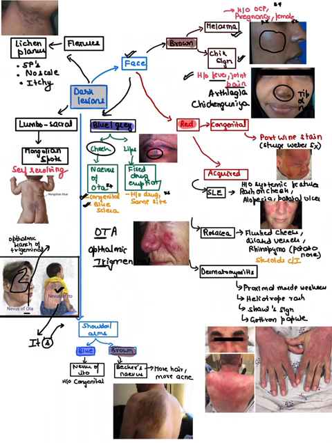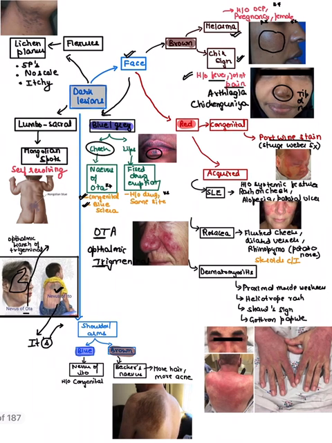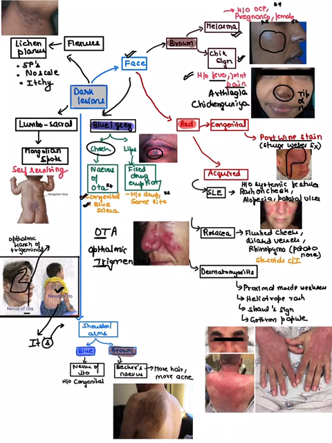If it is congenital, then there is a port wine stain. You can see the port wine stain. This is seen in Sturge-Weber syndrome. And in Sturge-Weber syndrome, what do you see? You see tram track calcification. This is important from the MCQ aspect.